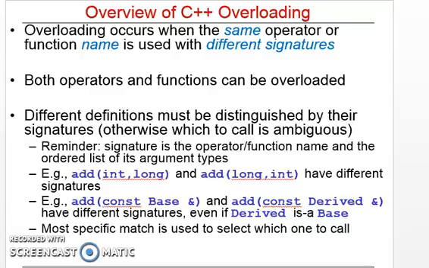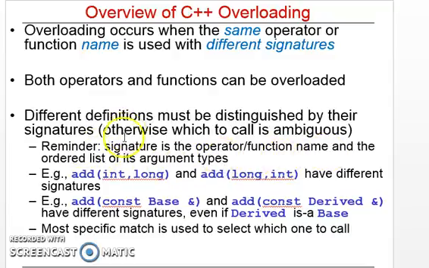Today I am going to discuss the overview of C++ overloading. Overloading occurs when the same operator or function name is used with different signatures. It should be noted that both operators and functions can be overloaded. The most important aspect is that different definitions must be distinguished by their signatures. The signature consists of the name of the function and the list of the parameters. Signature is the operator or function name and the ordered list of its argument types.